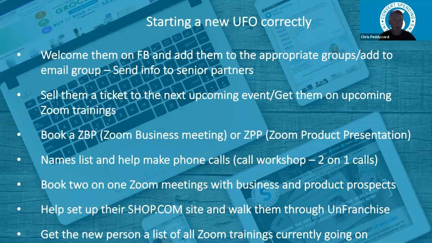Don't think your senior partners are sitting there trying to find everybody's emails. It would take too long. It's much easier for you to send that to them and then have them add it if they have an email list. And I hope the senior partners do keep an email list, because you need to contact people in multiple ways. JR's always talked about this. I've done it forever as well. You just have to have, in this day and age, multiple ways to reach them. Sell them a ticket to the next upcoming event, or get them on the upcoming trainings that we have going on, the Zoom trainings.